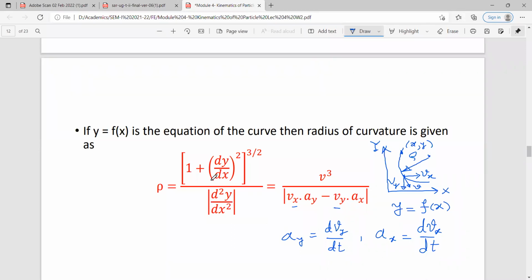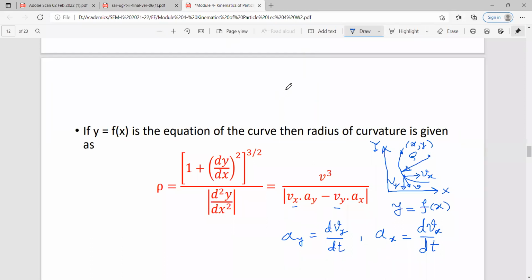Yes sir. Yes, Fernandes, go ahead. Sir, the radius of curvature comes out to be dx by d theta, right? dx by d theta is taken as the radius of curvature. Yes, correct.